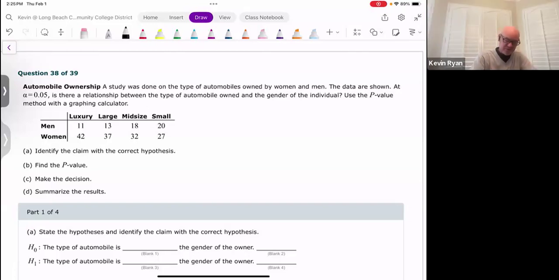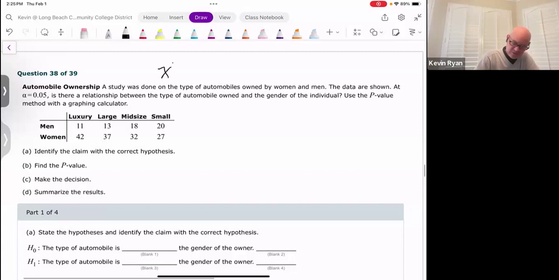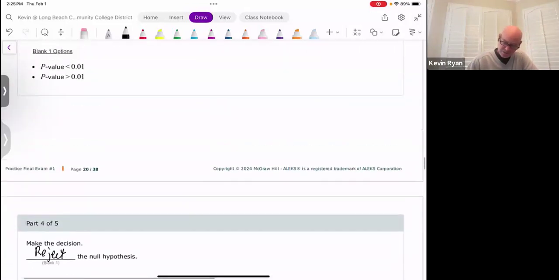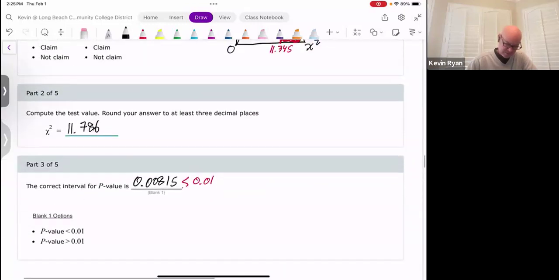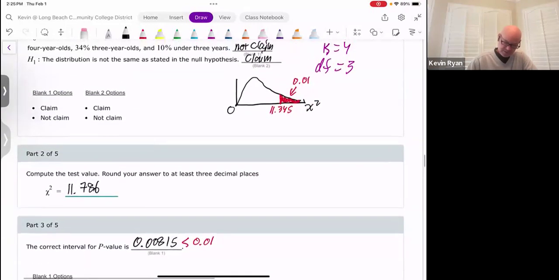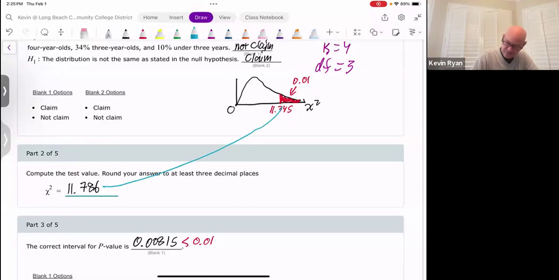So now for this one we are going to be using just a plain old chi-squared test. Oh, I also wanted to point out over here that you can see my test statistic is in the rejection region. It's a little bit bigger than the 11.3.